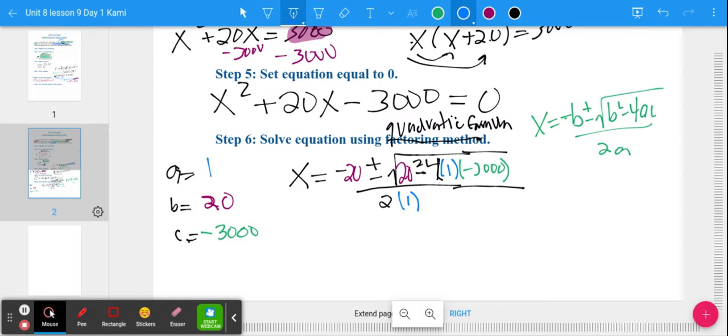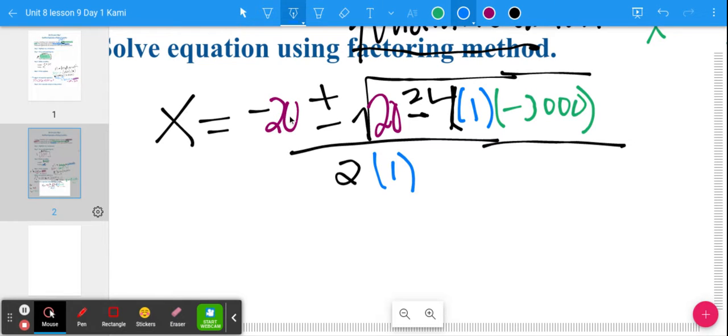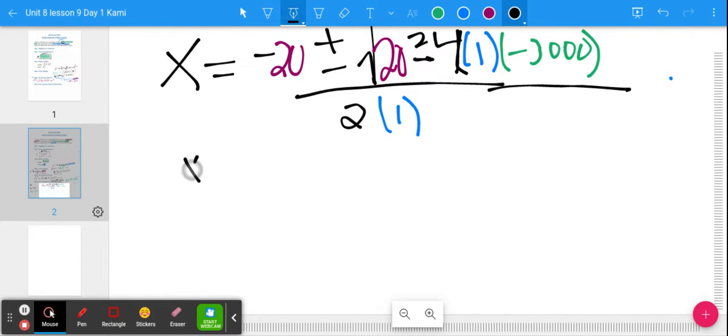So now let's go through and actually start to solve this. The negative 20 is fine. 20 squared. When we square a number, we multiply it times itself. So you can put that into your calculator, 20, and here's our square button. 20 squared gives us 400. So you would rewrite this in your next step. I'll just rewrite it underneath. So we have x is equal to negative 20 plus or minus the square root of 400. We got that from 20 squared.